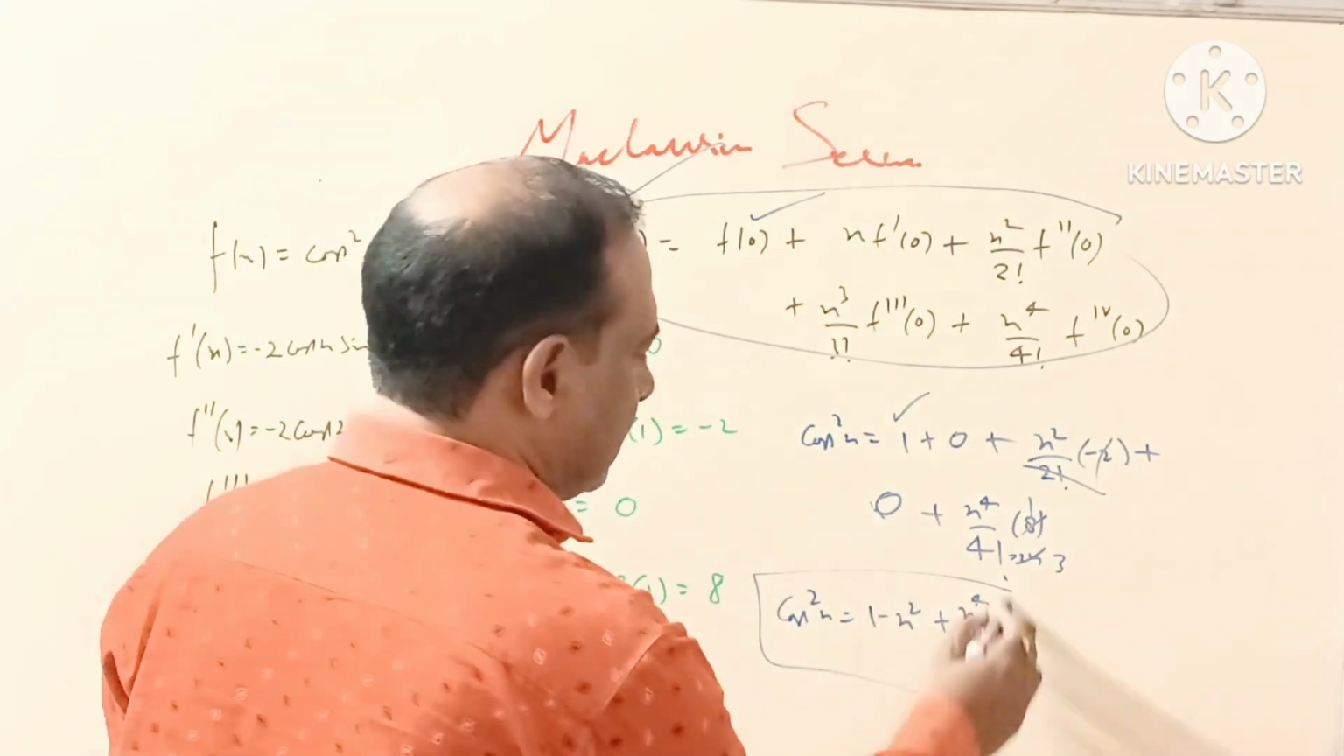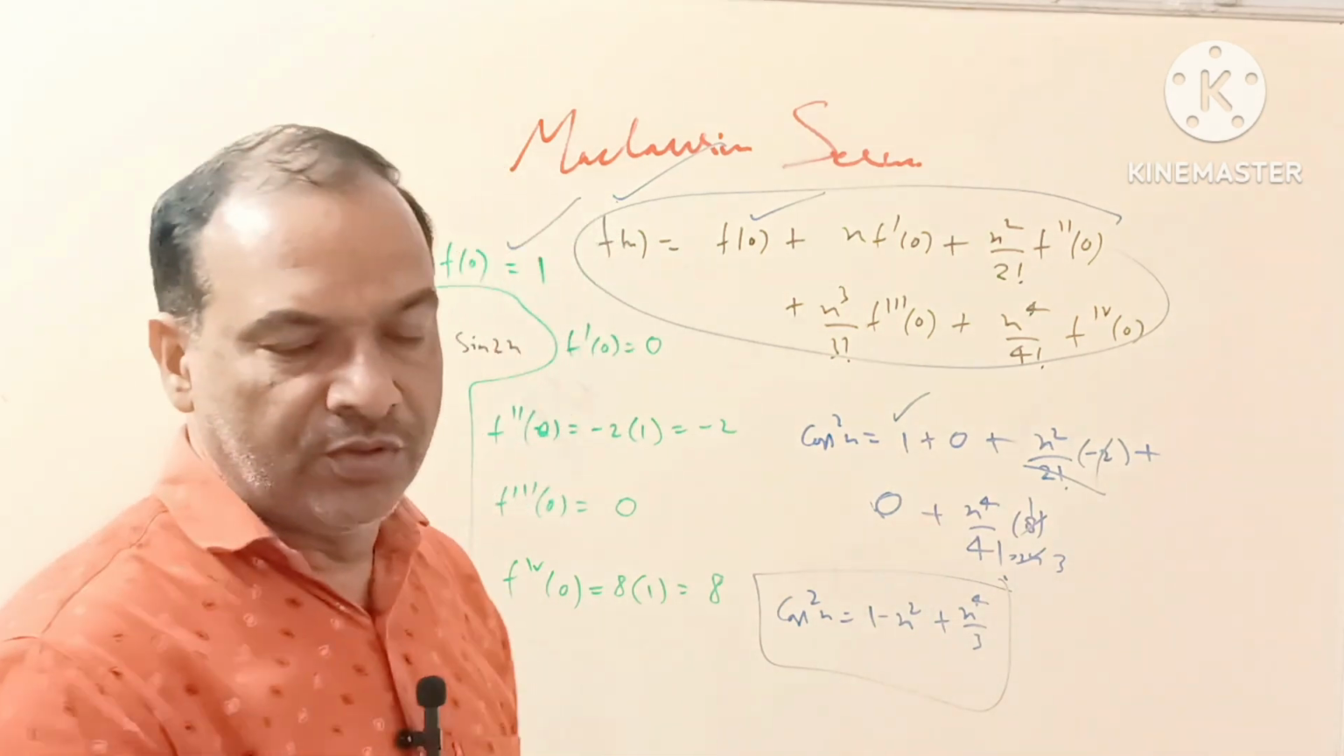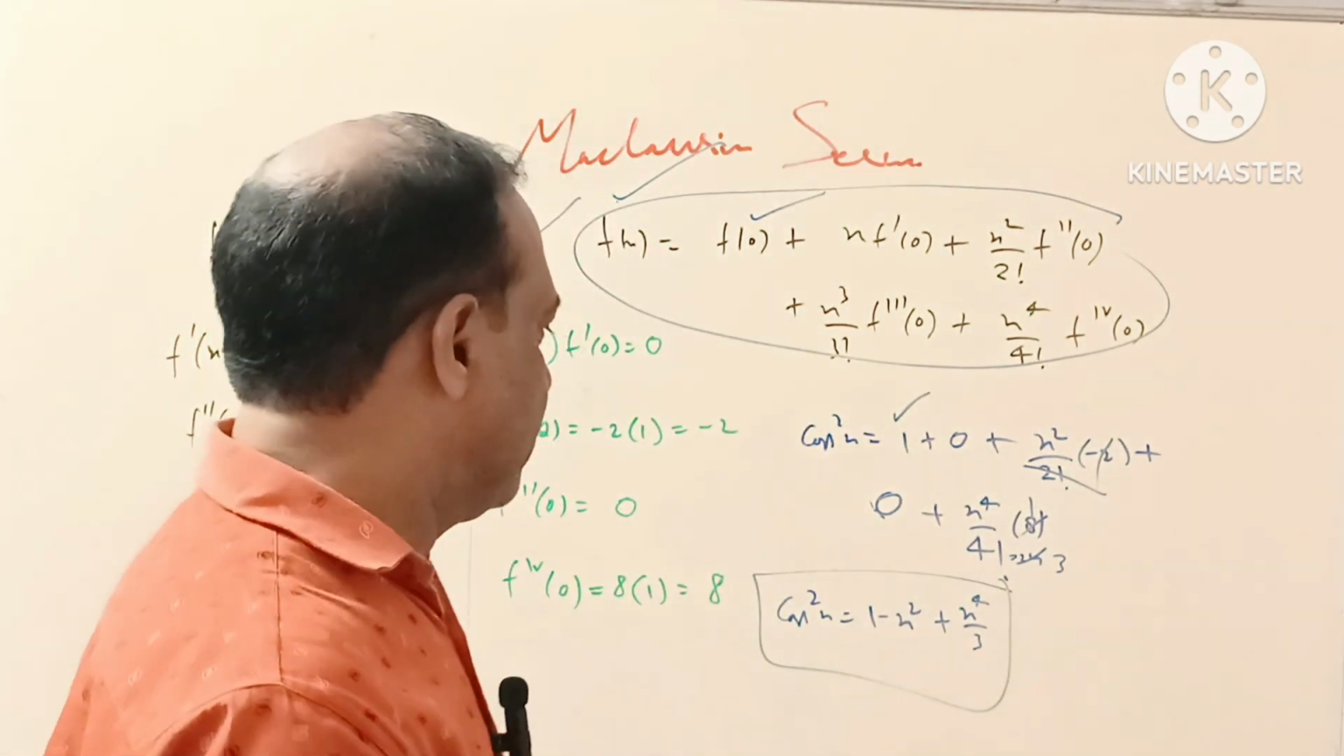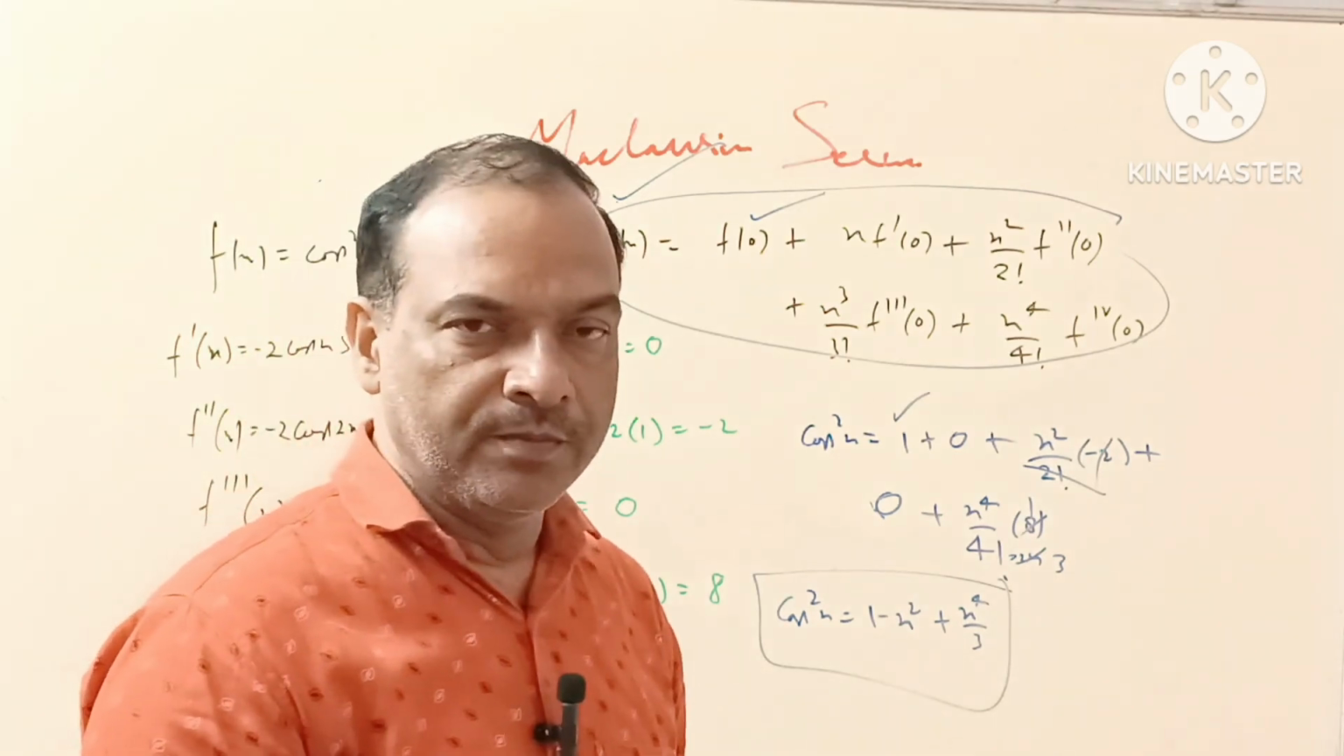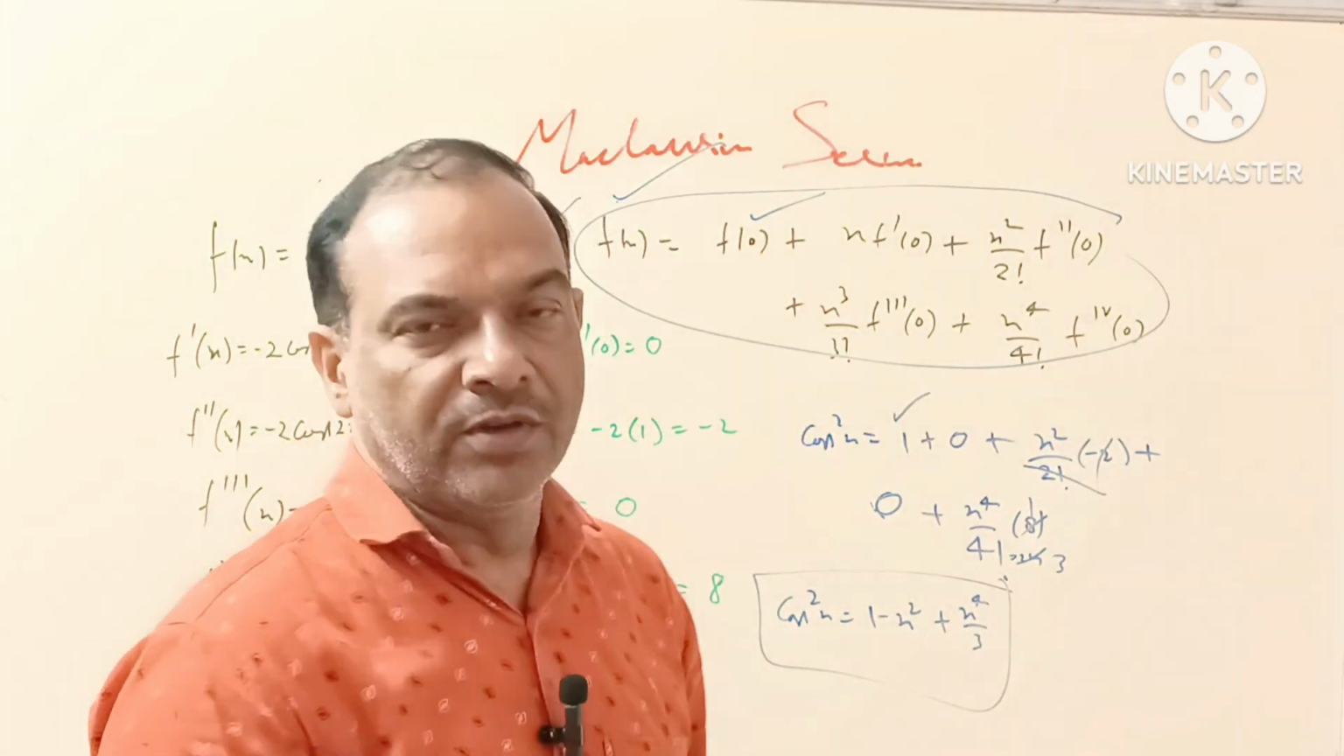This is the conversion of cos square x into a polynomial, for the power of x up to power 4. And this is an example of the Maclaurin series.